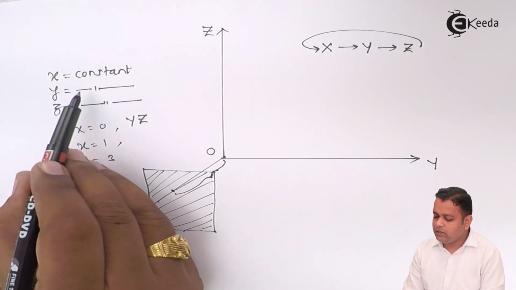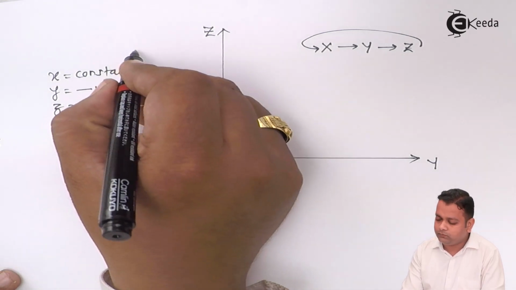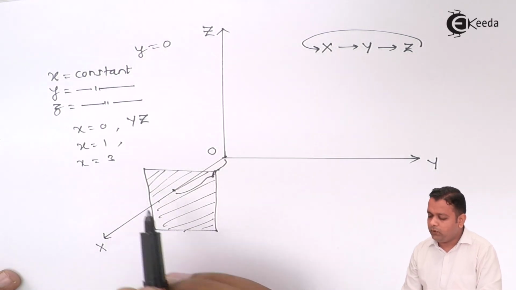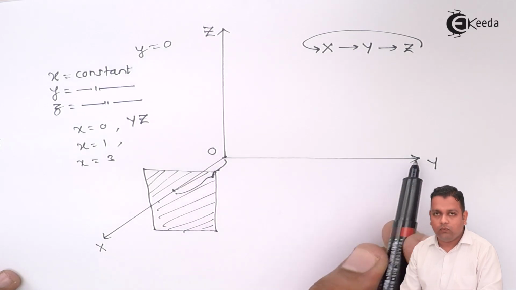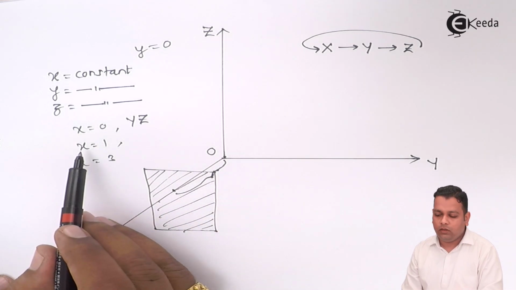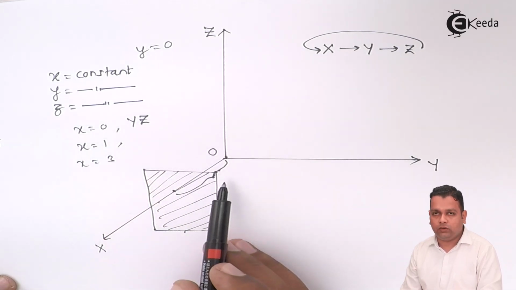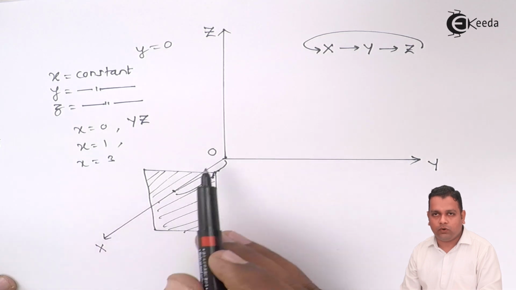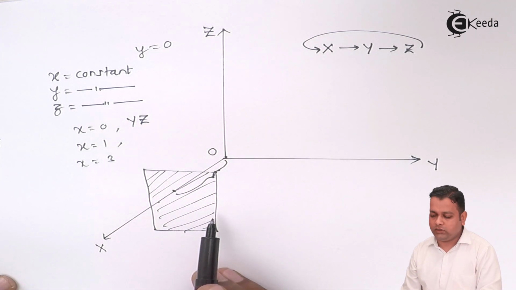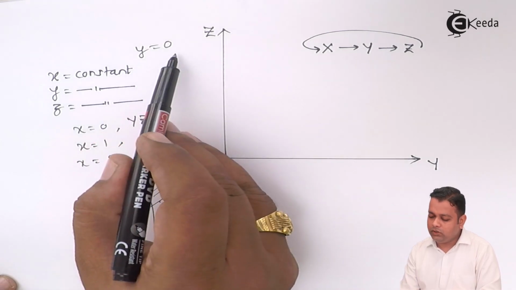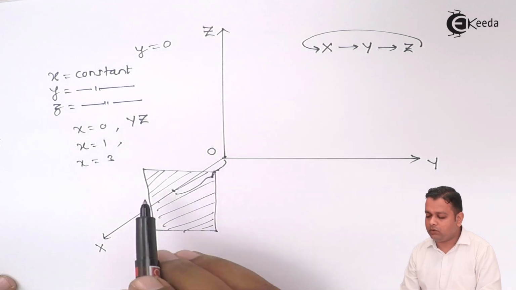Now if we take y is equal to constant, first of all we put y is equal to 0. Y is equal to 0 means we cannot be on the positive side of y, we cannot be on the negative side of y, we should be aligned to the position of the origin. x can be anything, positive or negative, z can be anything in upward or downward direction. So y is equal to 0 is nothing but the xz plane which is perpendicular to the y-axis.